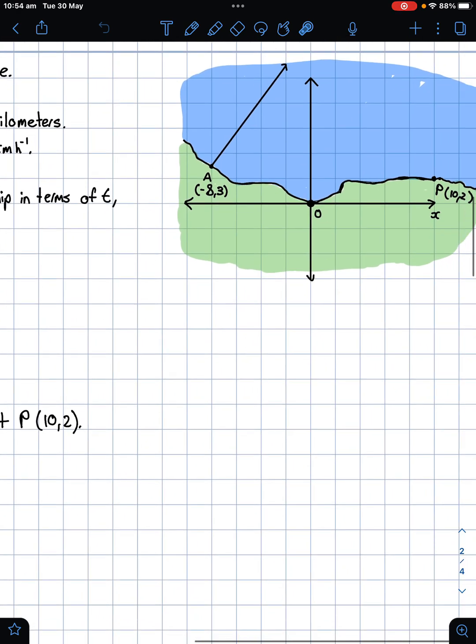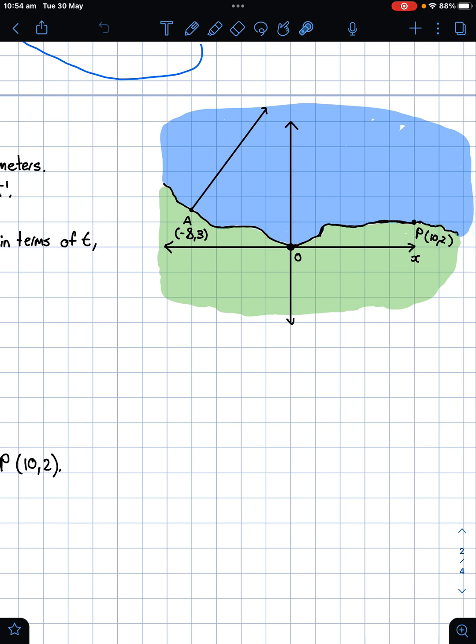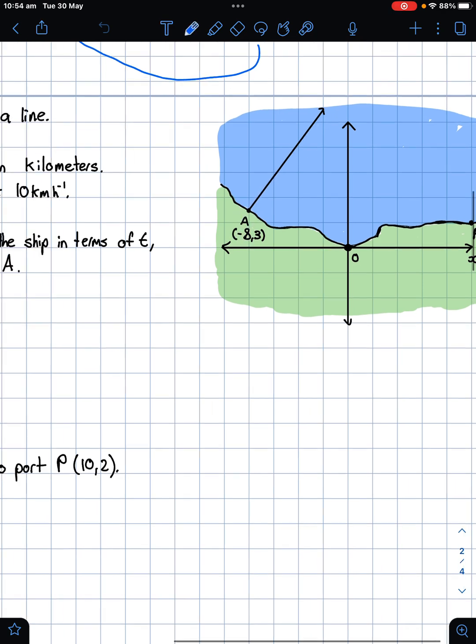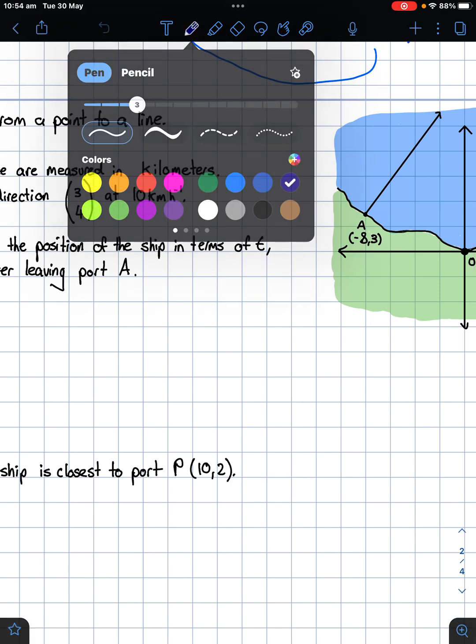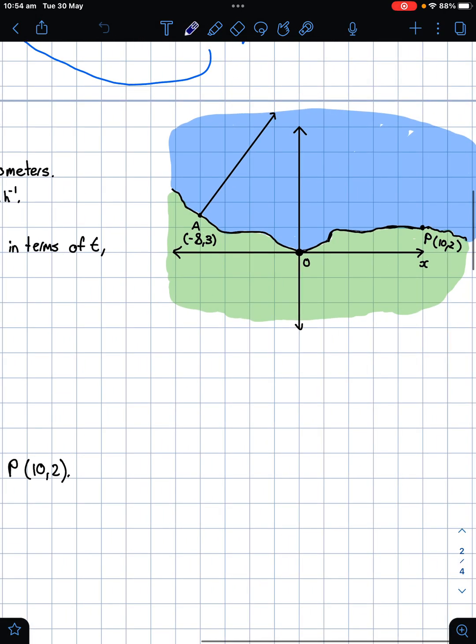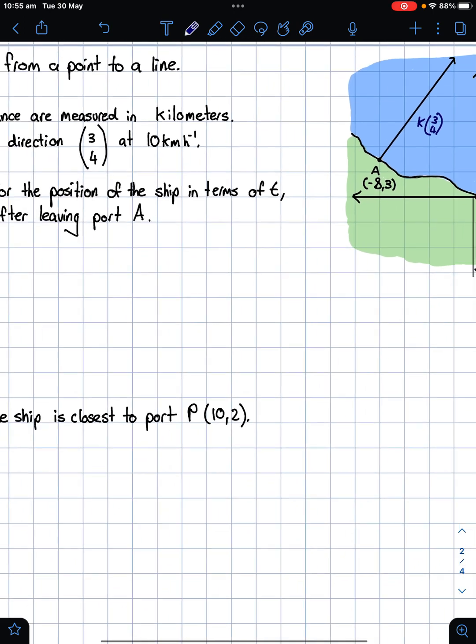So if we look at our diagram here, which is really well drawn by hand, we've got A here at this point (-8, 3), and the ship is leaving from here. Let me change to a darker colour, and we're leaving at the equivalent of some scalar times (3, 4). So it's sort of got that dimension there. We don't know what the speed is yet.